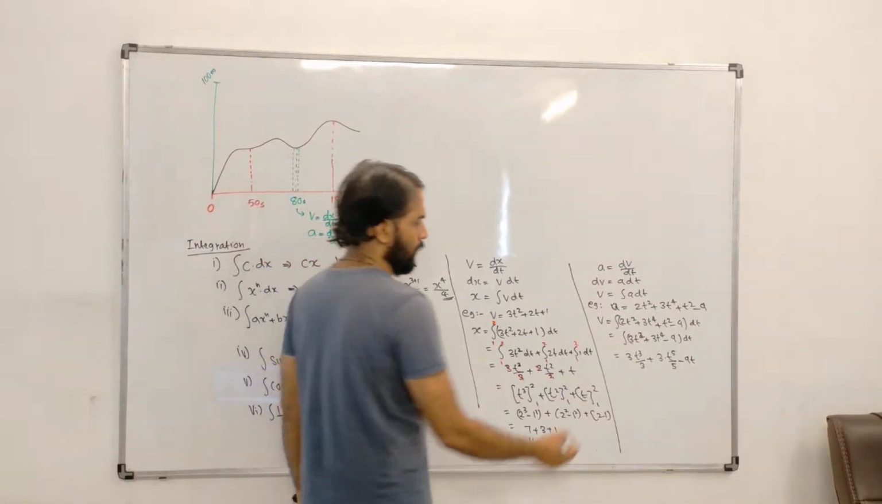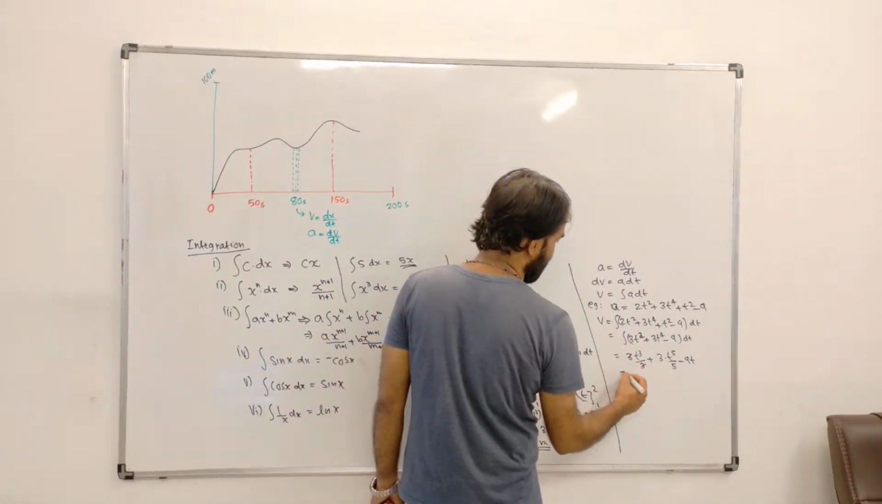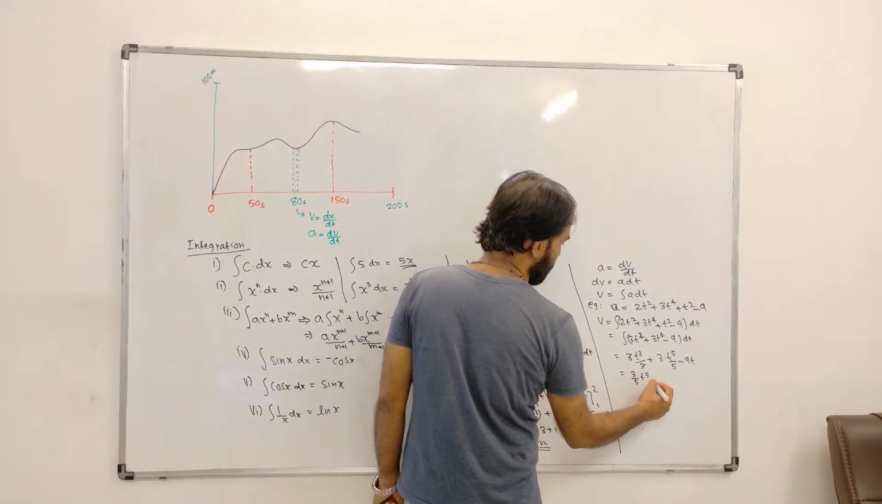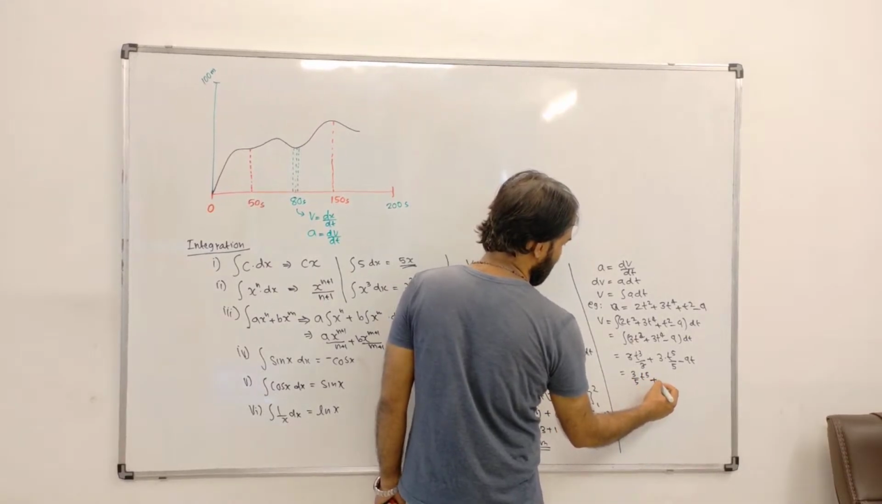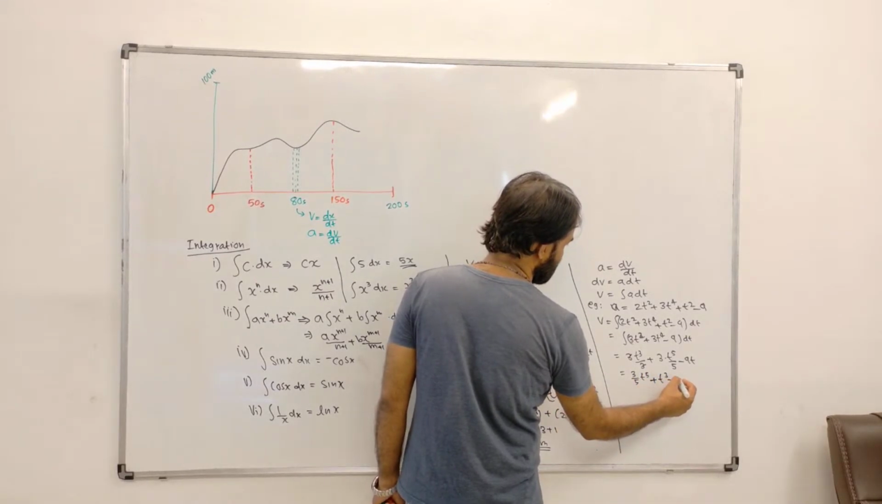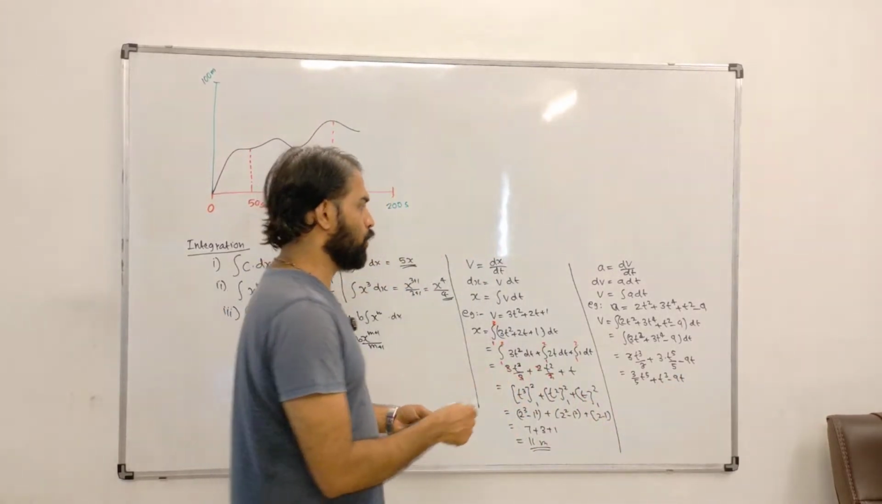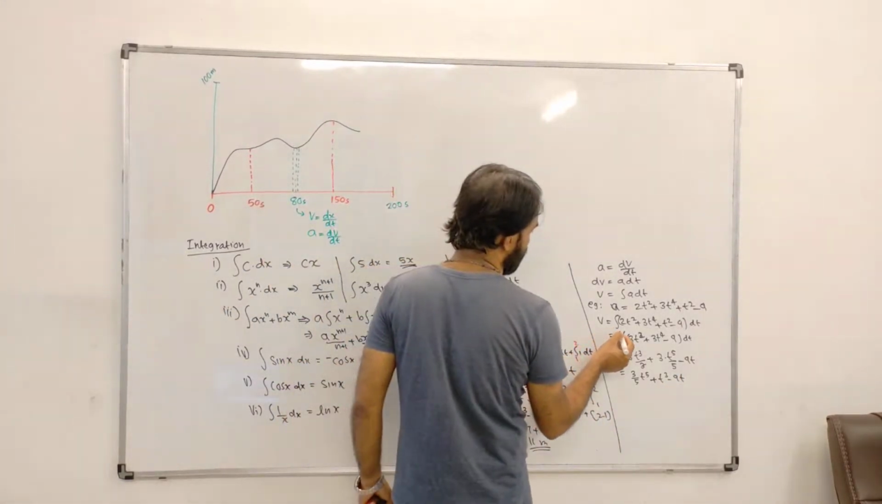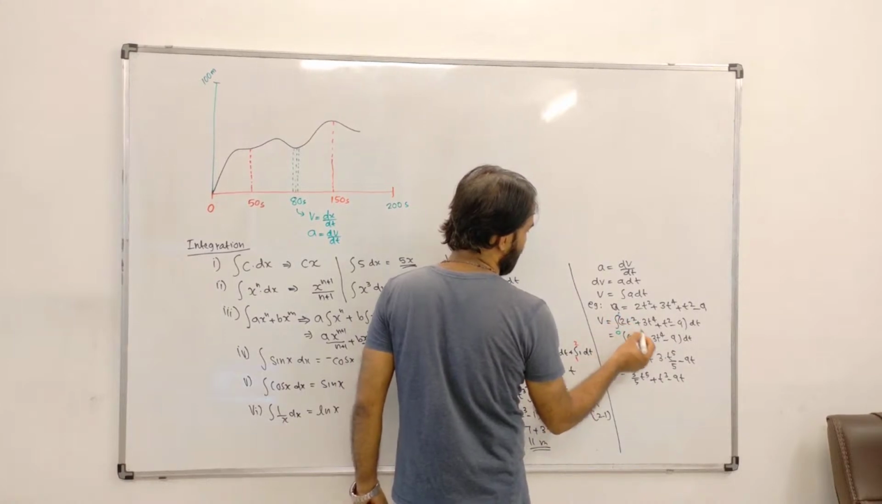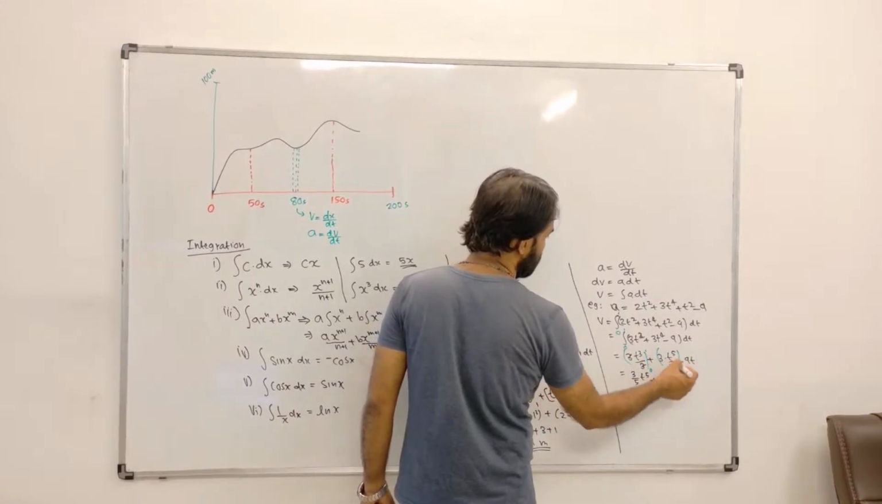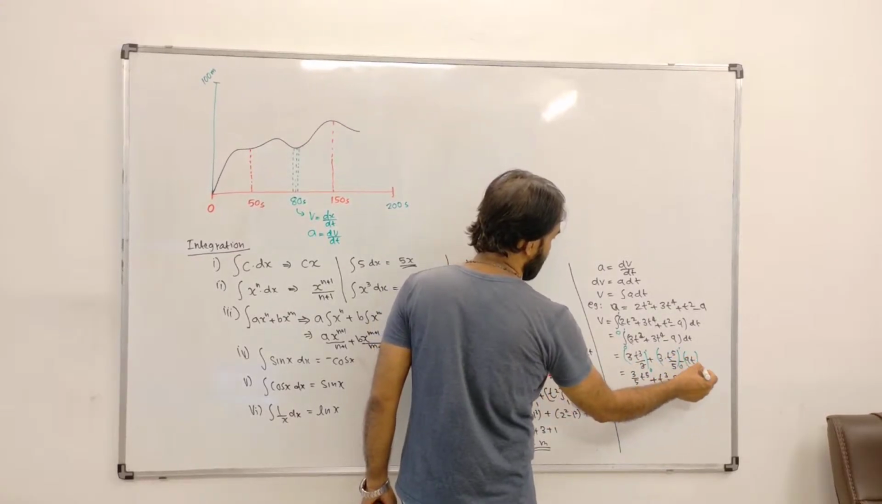Now here the 3 will cut. So you'll be getting this as 3 by 5 t raised to 5 plus t raised to 3 minus 9t. Now let's say you want to calculate the velocity from 0 to 1 second, the first 1 second. So what do we do? Let's apply the limits 0 to 1 everywhere.